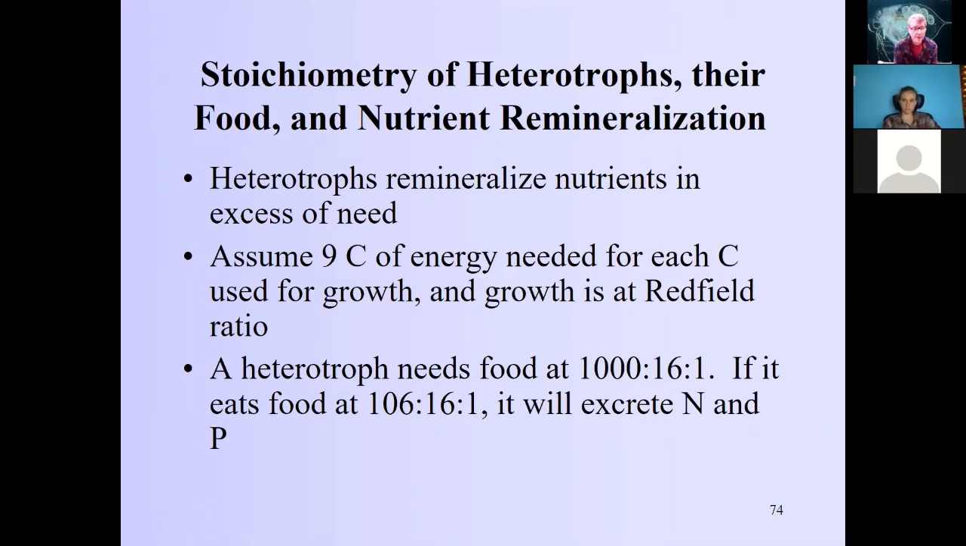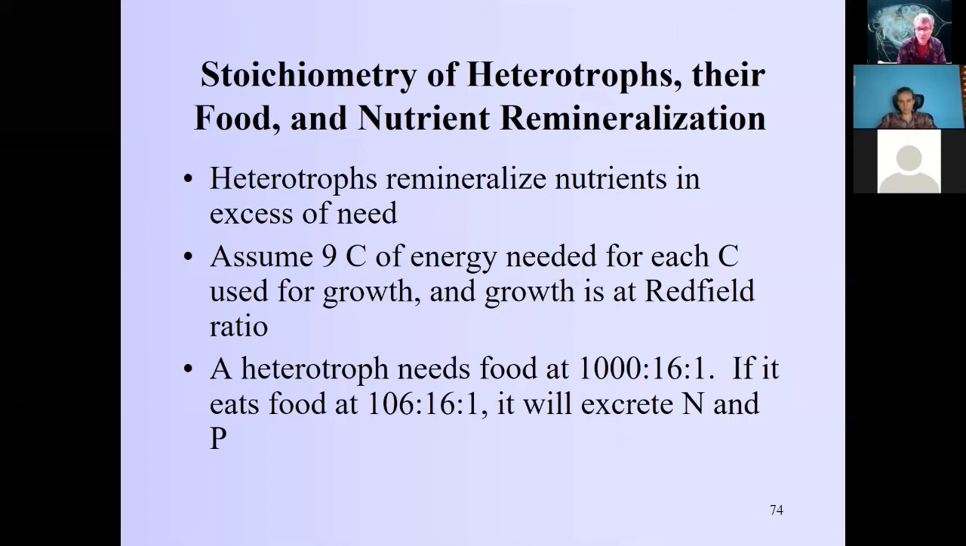So if we assume the 10% rule, that animals respire, so they need carbon not only for growth but also for energy, and that growth is at Redfield ratio. The Redfield ratio is 106 to 16 to 1. So then, very roughly, a heterotroph would need food with 1,000 carbons for every 16 nitrogens and 1 phosphorus, because if its food is at the Redfield ratio, 106 carbon, 16 molecules of nitrogen, 1 molecule of phosphorus.